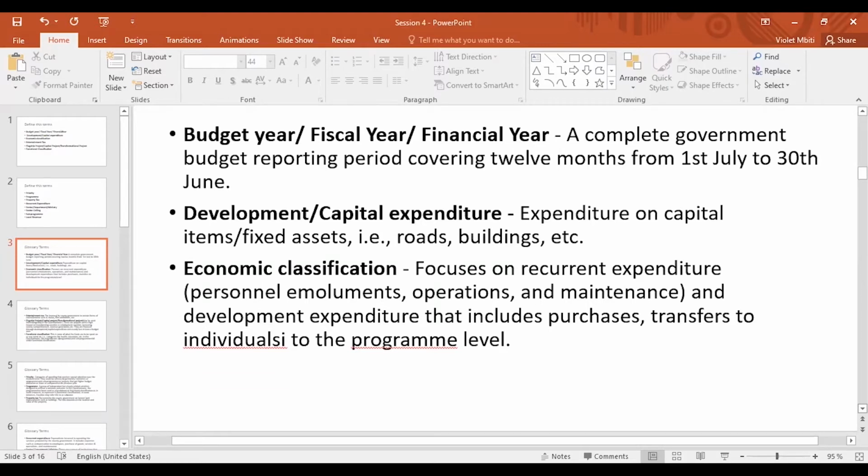What does economic classification mean? Economic classification focuses on recurrent expenditure. So this means personnel emoluments. Recurrent expenditure is like salaries, money that goes towards paying salaries and wages. So economic classification focuses on recurrent expenditure, personnel emoluments, operations and maintenance, and development expenditure that includes purchases and transfers to individuals to the program level.